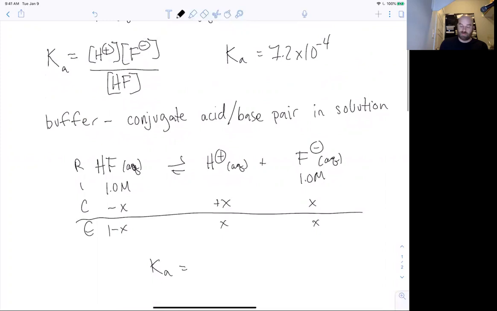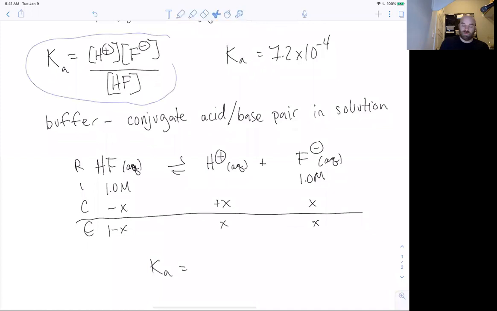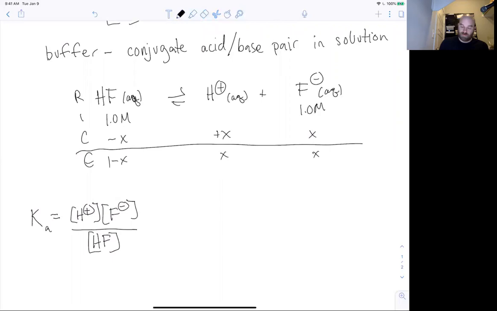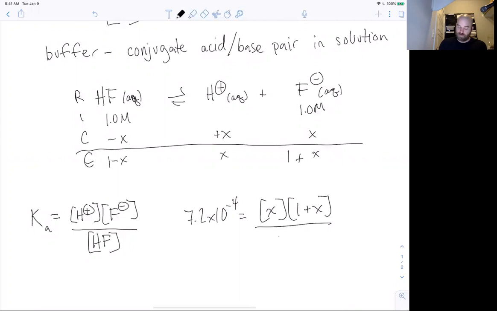So we can plug all these values in, and we end up with this. Wouldn't it be one plus x for F minus? Oh yeah, thank you. That's an important part. So if we plug all this in, we end up with this equation.